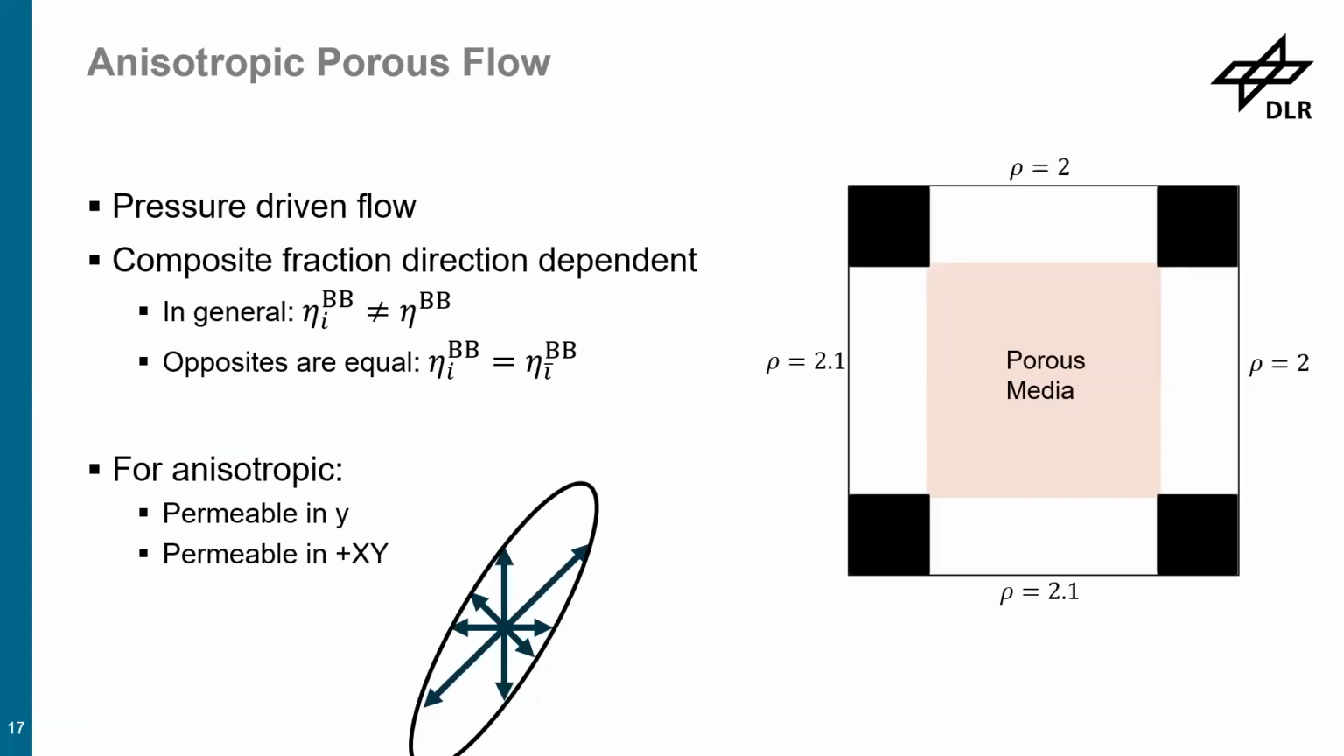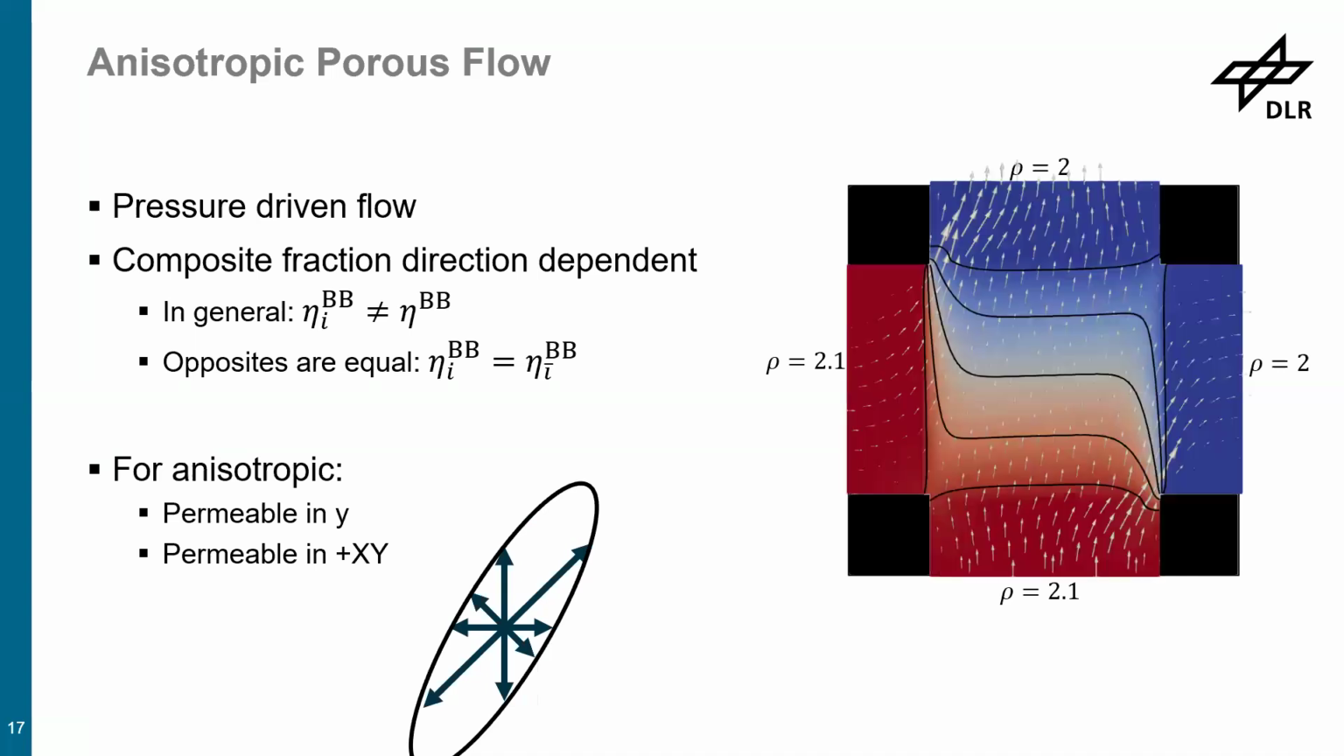And we can make it also permeable in the y direction plus in the xy direction from the bottom left to the top right. And in that regard, we see that the flow actually follows that, and we can see that this flow over here is much more pronounced. We have much more flow in the x direction, but also the contour lines are actually going more in this direction.